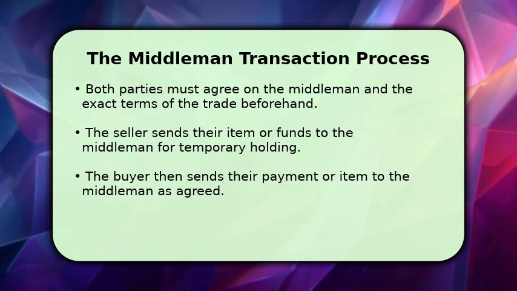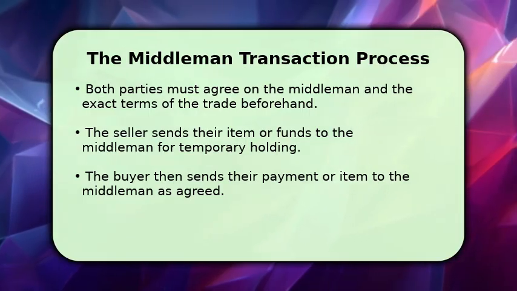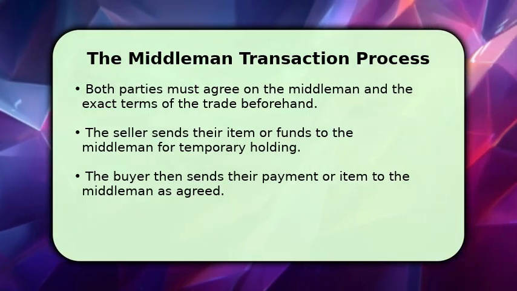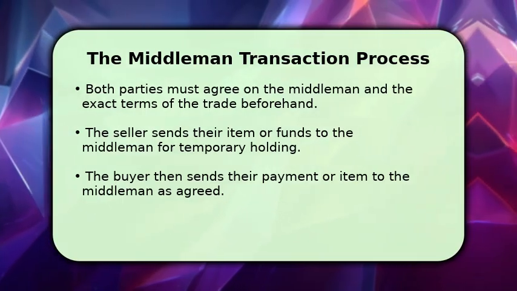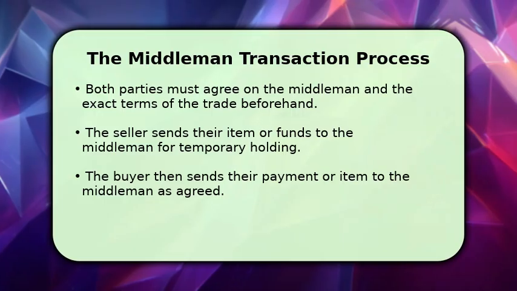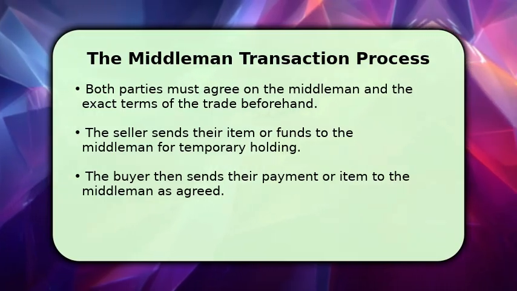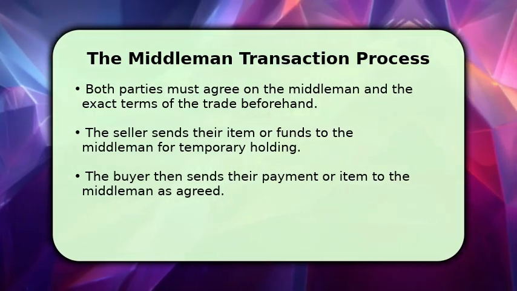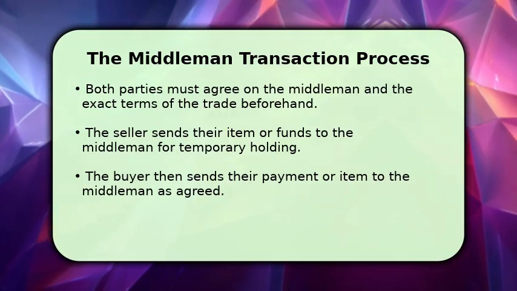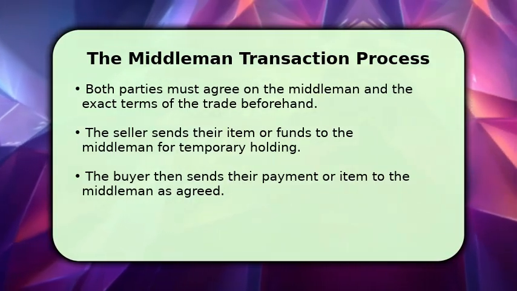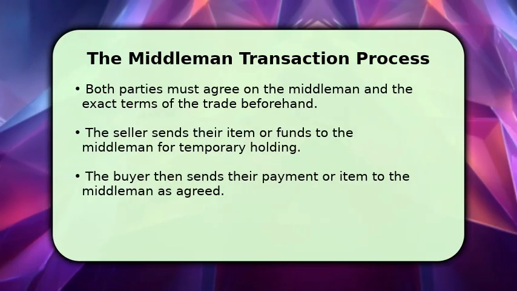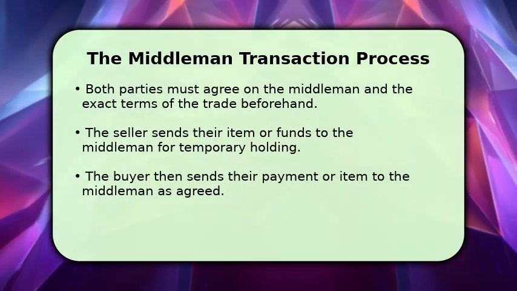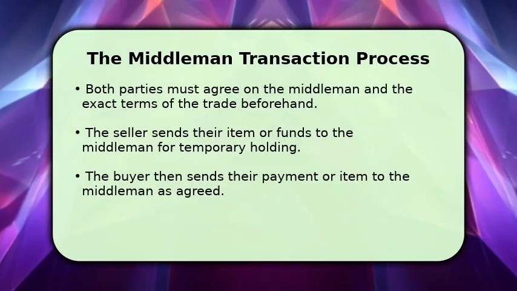The middleman process is straightforward and designed for security. First, both the buyer and seller must agree on the chosen middleman and all trade details. Next, the seller sends their item or funds to the middleman. Once the middleman confirms receipt, the buyer then sends their payment or item. After confirming both sides have delivered, the middleman promptly distributes the assets to their rightful owners, completing the secure exchange in a few simple steps.